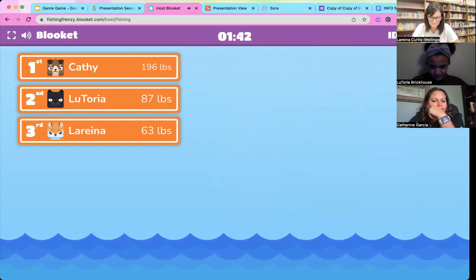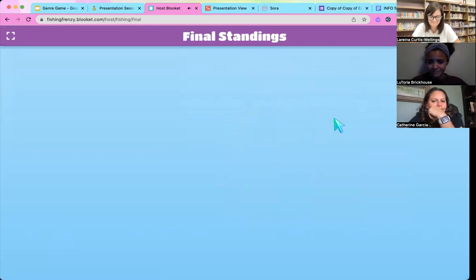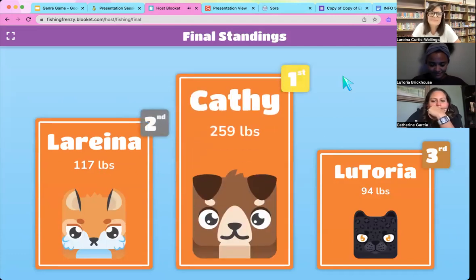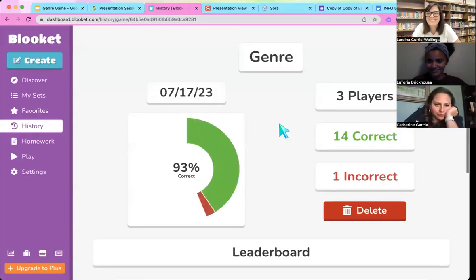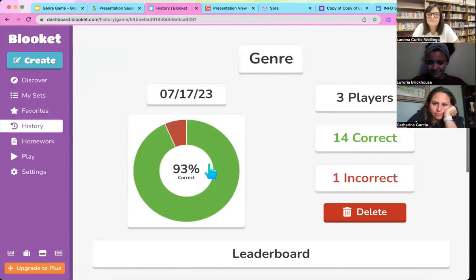Just for the sake of time, I am gonna end it. With a class, I normally would have it go on for a while. And then for the top leaderboard, I usually like to look at the report too. It tells me how many players there were, what was correct and what was incorrect, and it gives me the scores for people. So for my own personal interest and for data, I go back in and look at that kind of thing.